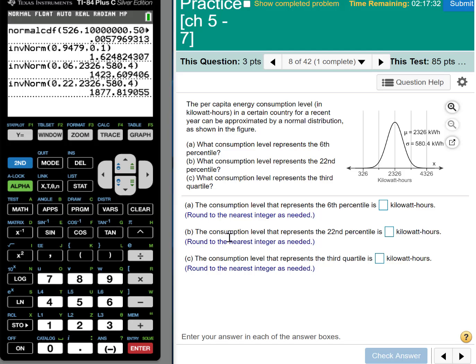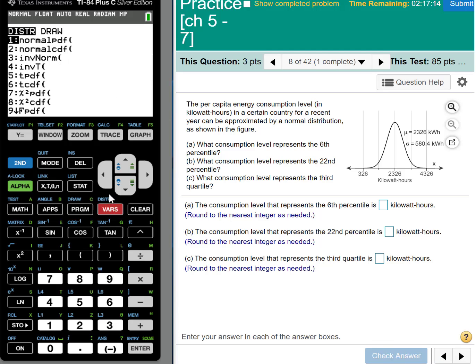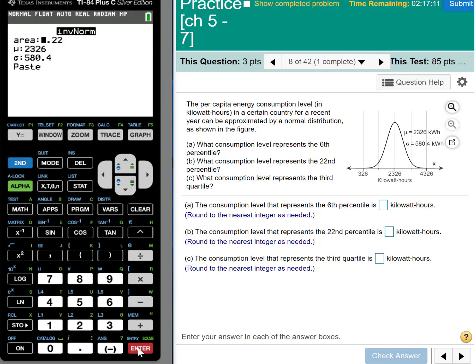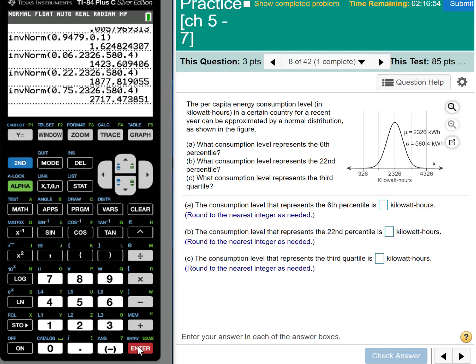The answer is 1,878. What consumption level represents the third quartile? Third quartile means 75%. So you go to second, and then distribute one more time, inverse norm, and just change this to 0.75. If he says first quartile, you might see the question on the test, just use 0.25. Second quartile is the median, 0.5, and that's it. That's the answer. Okay, next question.